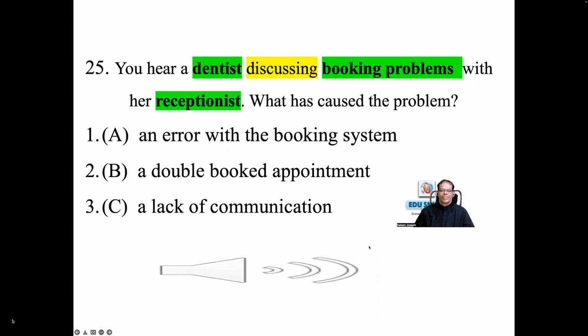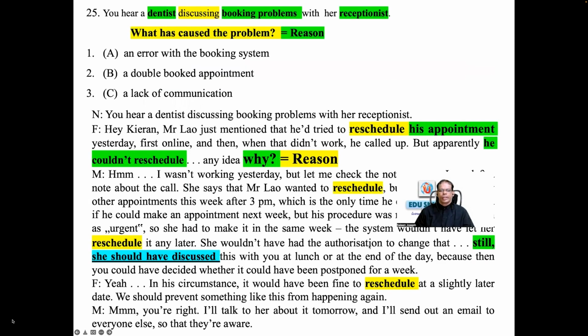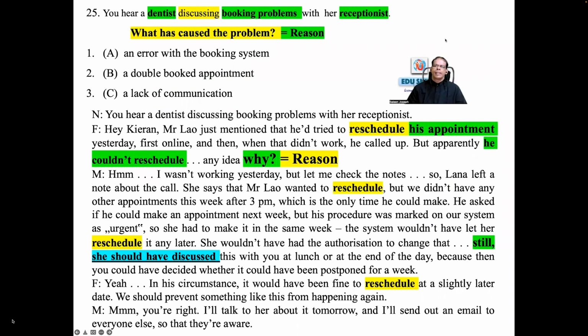Yeah. What is the answer? Lack of communication. Okay, let's assess how it is. A dentist discussing booking problems with a receptionist.